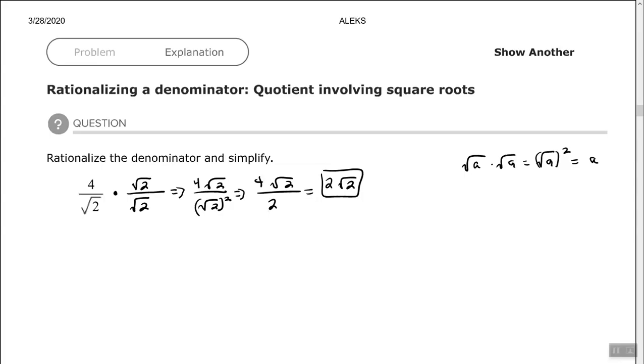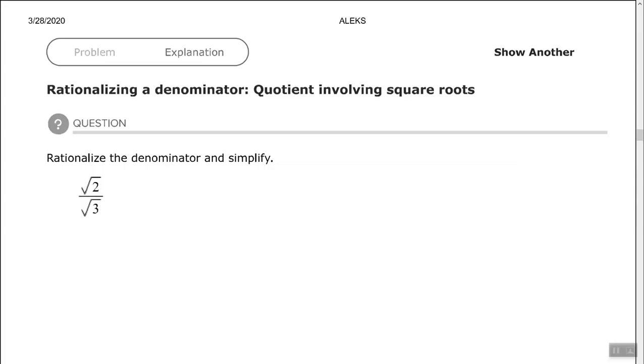Okay, let's try another one. All right, so this one, it says to rationalize the denominator. That means we want to remove the square root or the radical from my denominator and simplify. So I have the square root of 2 over the square root of 3. So to remove that square root of 3 from my denominator, I'm going to multiply it times itself. And whatever I do in my denominator, I have to do in my numerator.